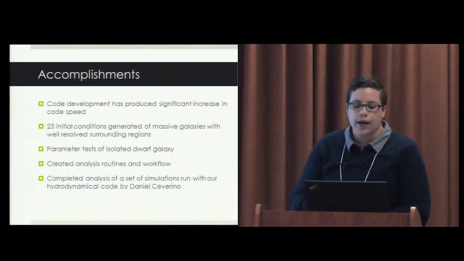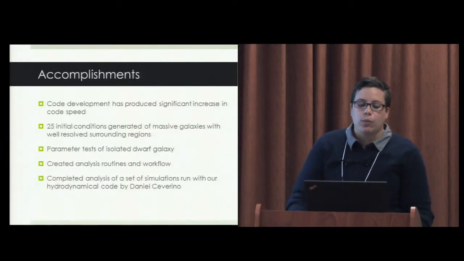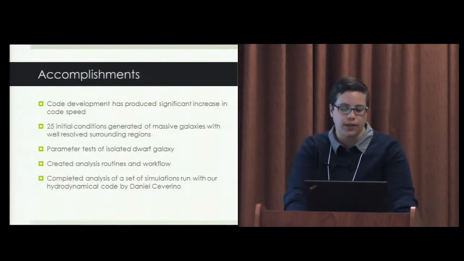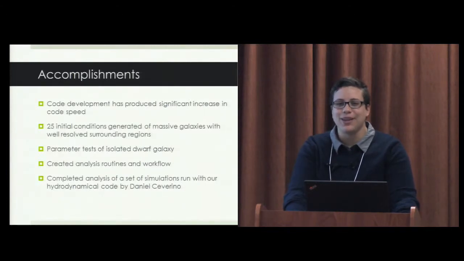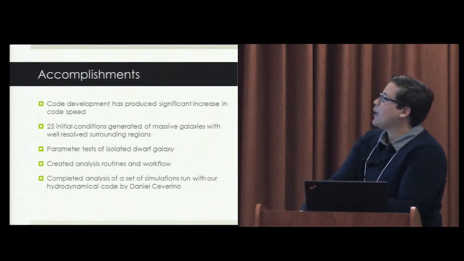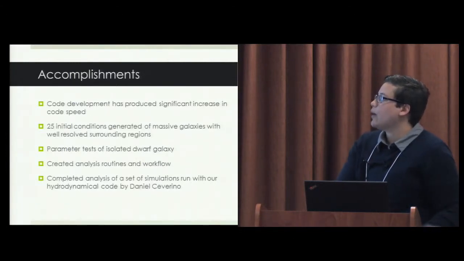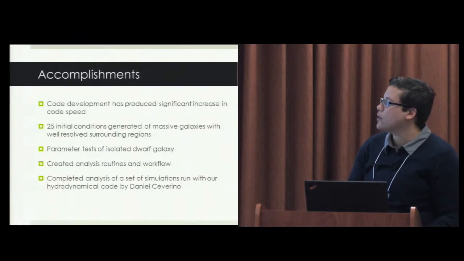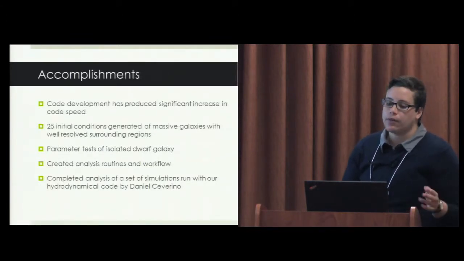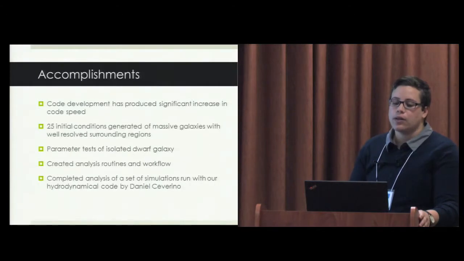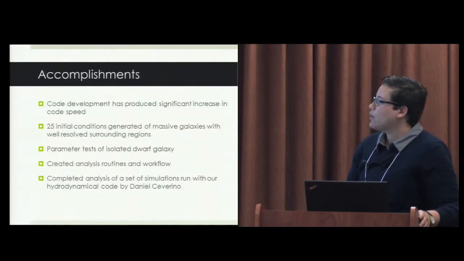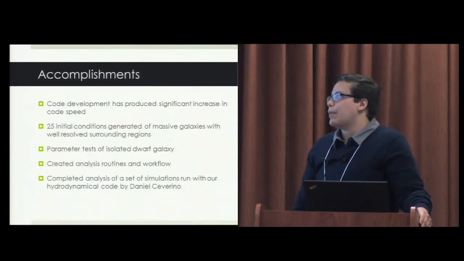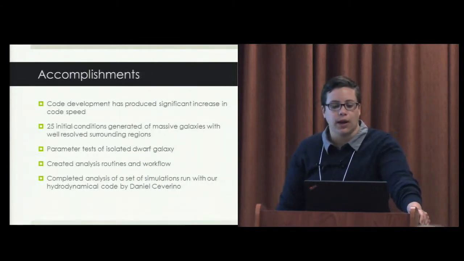So what have I accomplished over this past year? Well, we've worked on code development because we've needed to modernize our code a little bit. There were some things that hadn't been looked at in a while. And we were able to produce a significant increase in code speed depending on the initial conditions, a factor of 10 to 50. In addition, we've generated 25 new initial conditions of massive galaxies with well-resolved surrounding regions that we are going to start to run with the new version of the code we've developed. And we've run some parameter tests on isolated dwarf galaxies in order to ensure that we match observations that need to be matched, like the Kennicutt-Schmidt law.